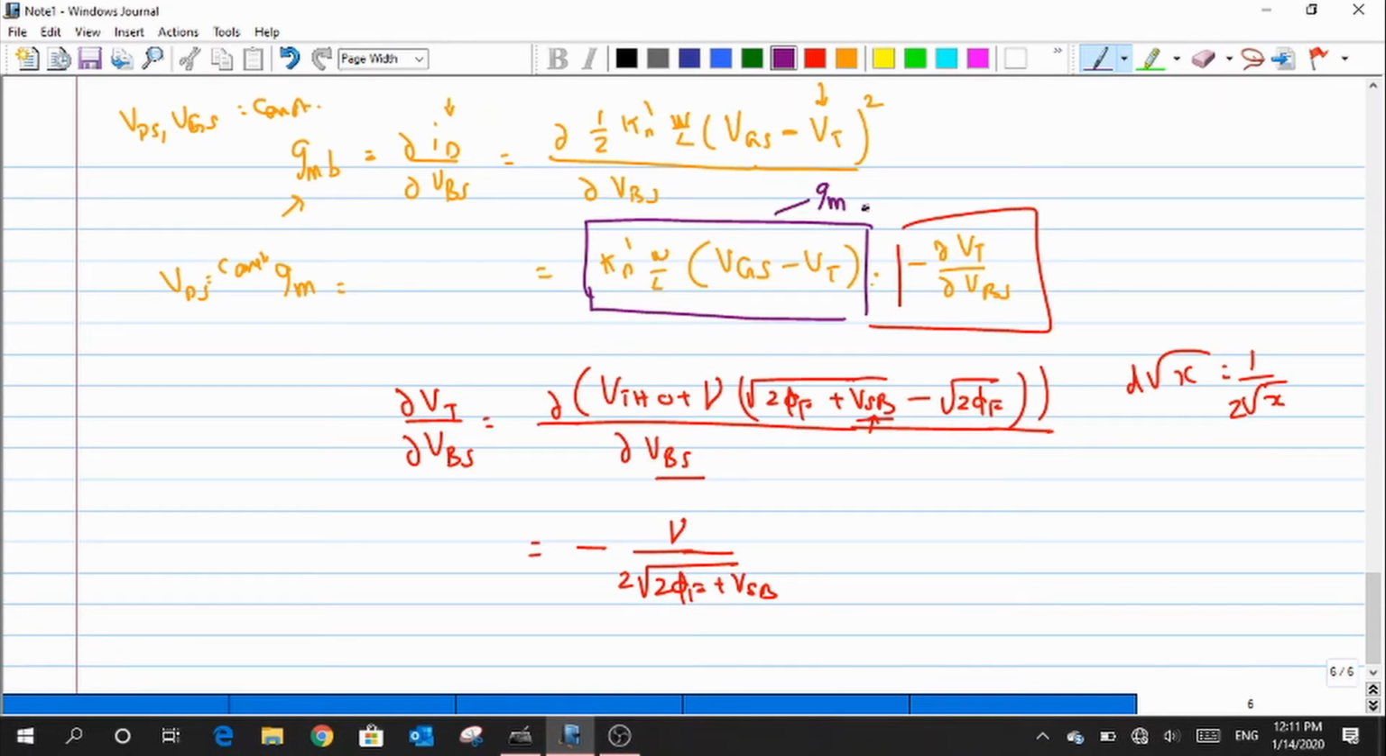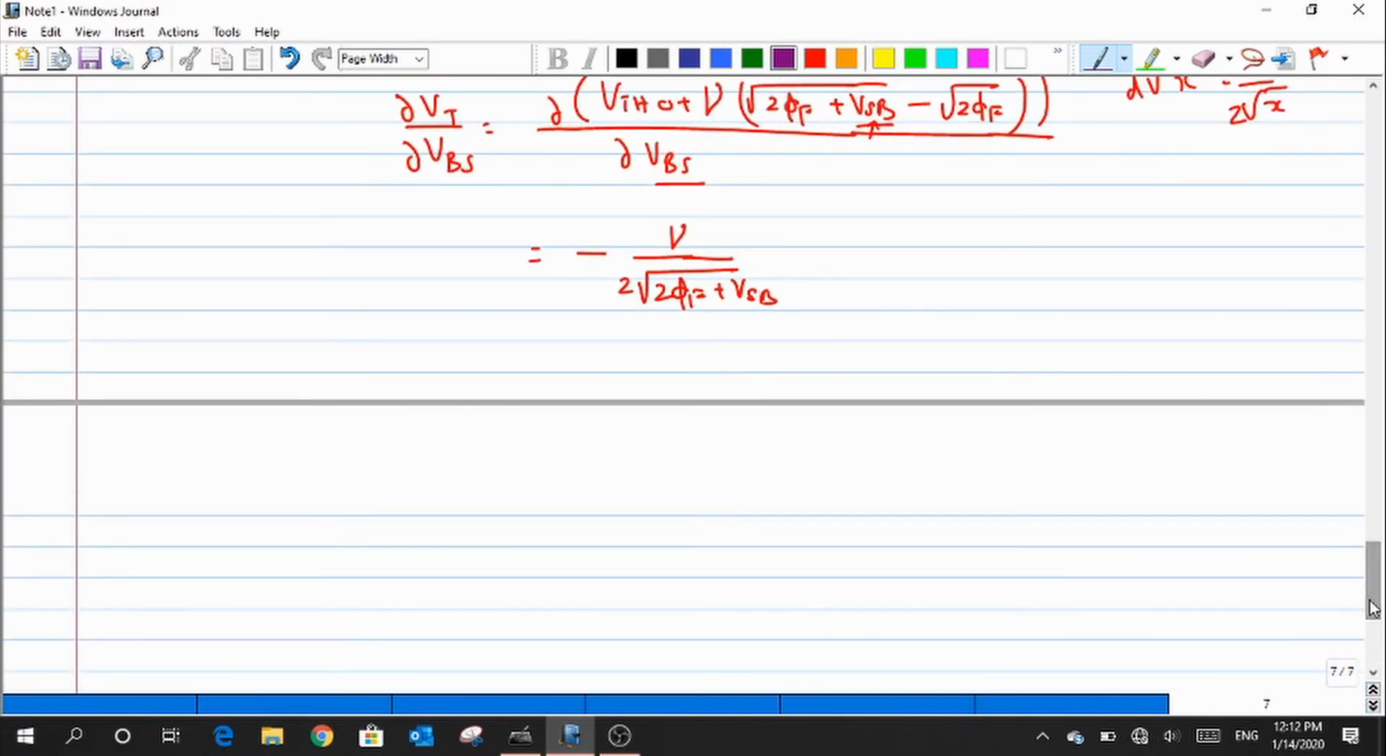So I'm just going to combine all of the results and put it in a form with which you are all familiar. I'm trying to evaluate the expression for gmb, which is equal to gm times dou VT by dou VBS, and the final outcome of this is nothing but gamma times square root of 2 phi f plus VSB. Is that all clear?